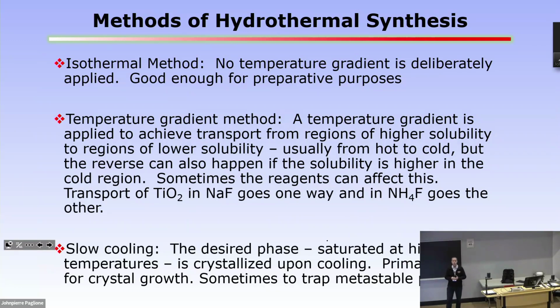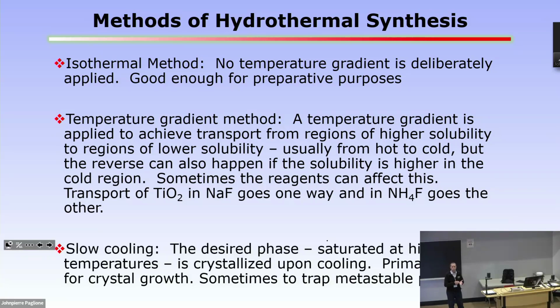So if you're going to do this in your own lab, there are different ways to do it. You can do an isothermal, that is, you take your Parr bomb, you heat it up, turn off the furnace, take it out. There's no temperature gradient other than maybe doing heating and cooling. But it's good for preparative purposes. So if you want to make a large batch of zeolites, that's great. If you want large crystals, you have to work at it a bit harder.